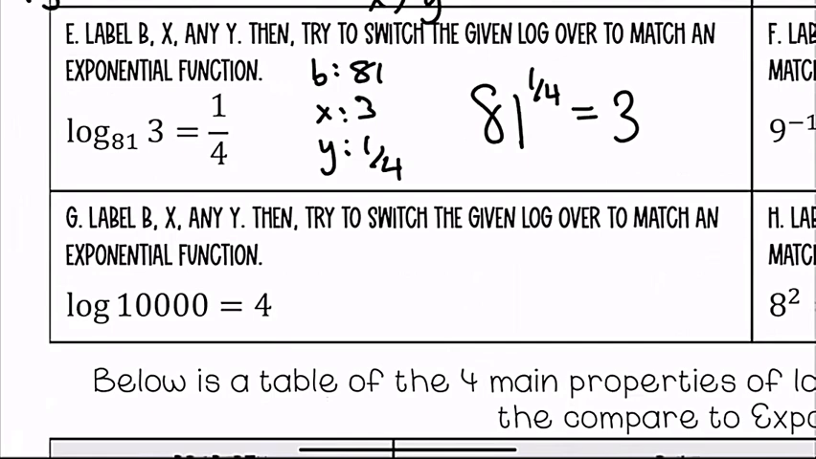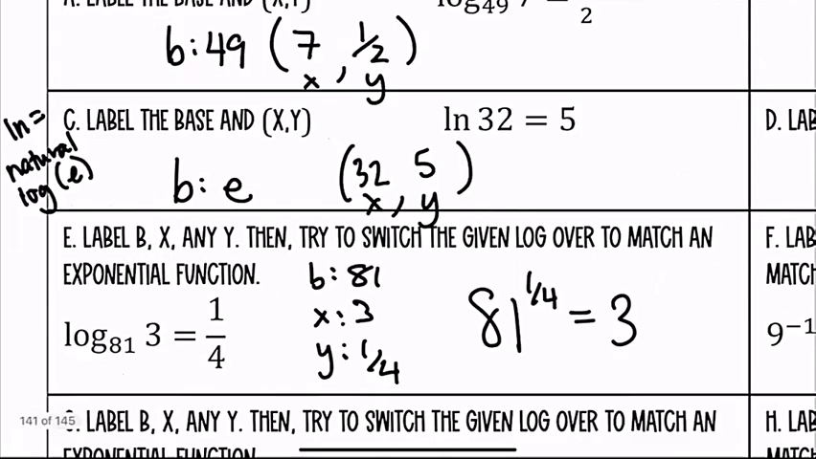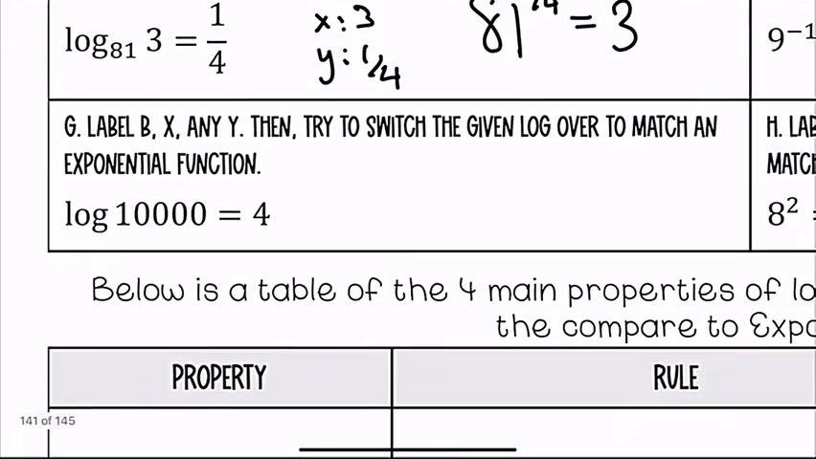Good. The last one we have here on this side is G. This one does not have a base on it, but it doesn't say LN, so it's not going to be E. Its base would be 10. Remember, if there's no base, B equals 10. So unless you're working with an LN, which the base is always E, if you have the word log, its base is going to be 10 if there's not a base written down. So this says log base 10 of 10,000 equals 4.